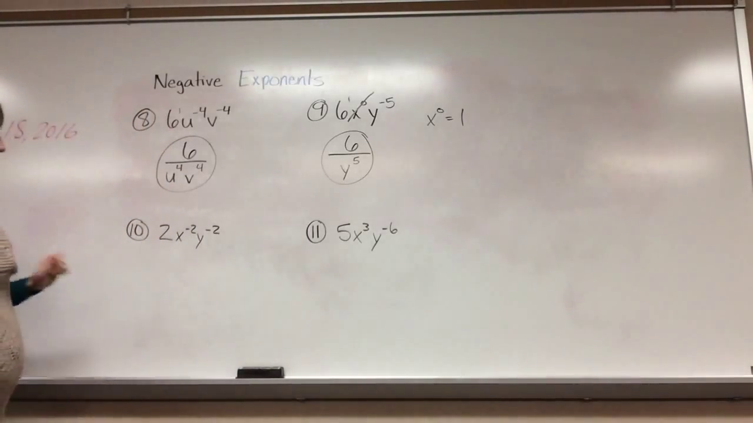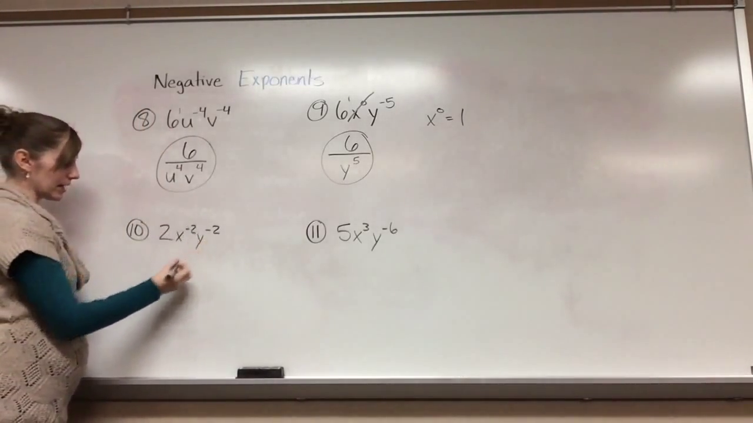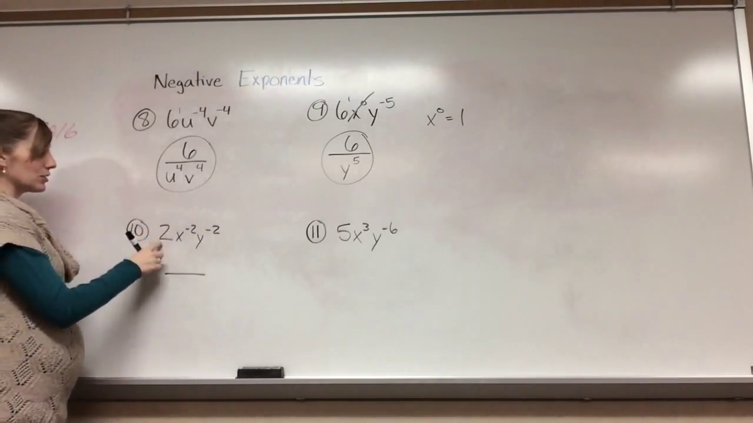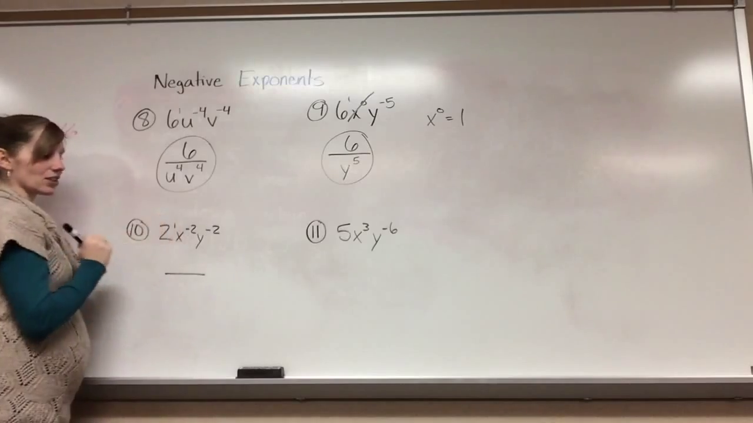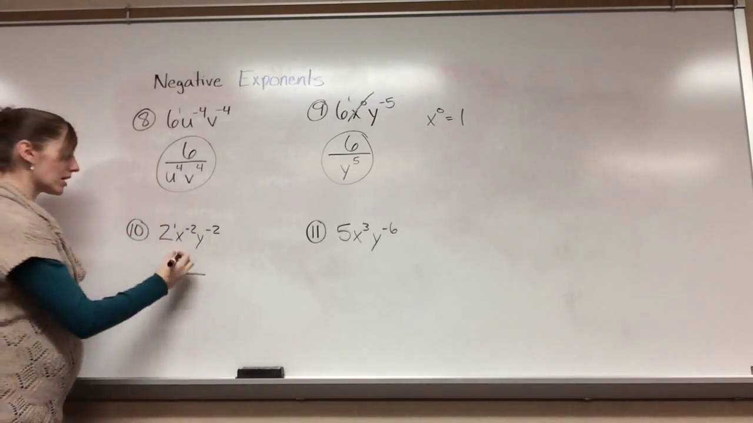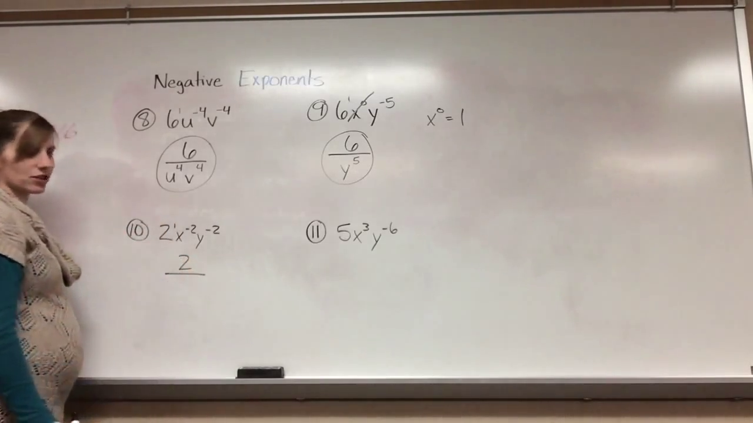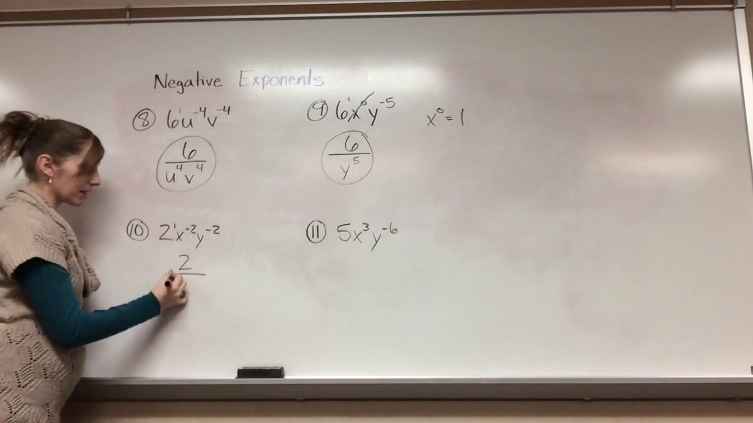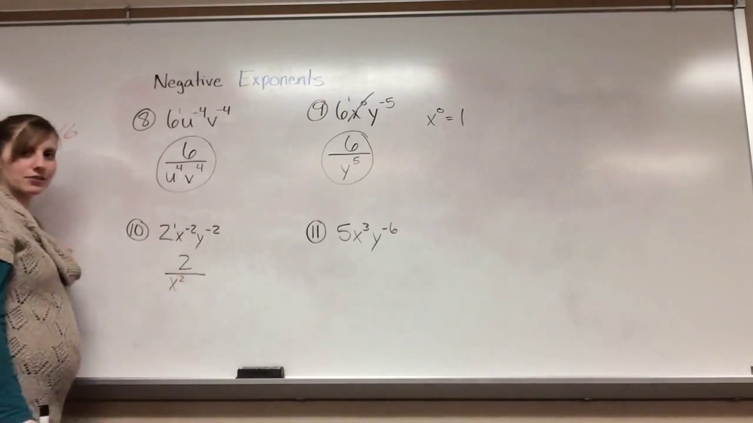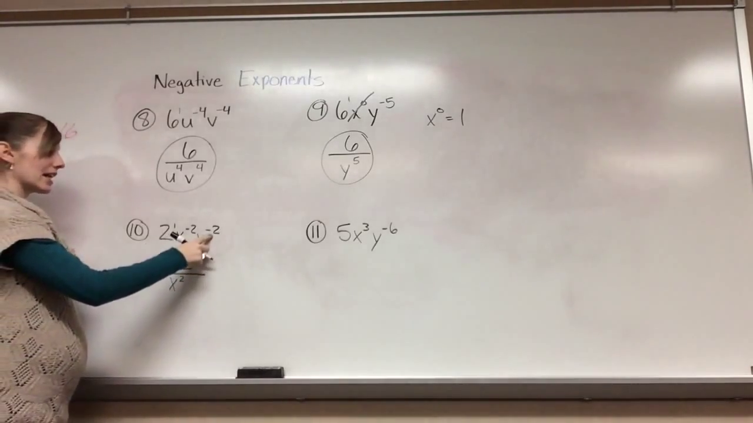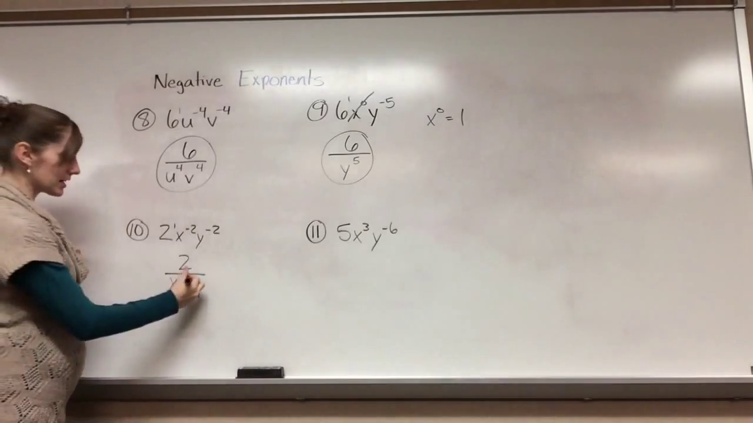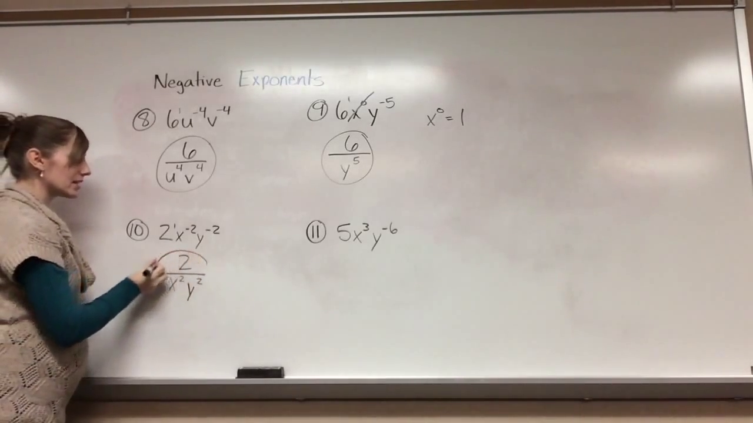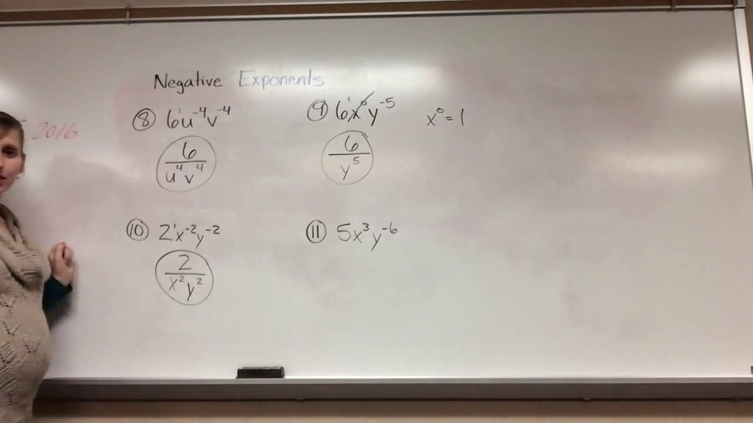For problem number 10, again, look at each one separately. I know it's going to be a fraction because of my negative exponents. The 2 has a 1 there. They just didn't write it. So that 2 belongs in the numerator of the fraction. X to the negative 2nd belongs in the denominator. Once you move it, make it a positive 2. Y to the negative 2nd also belongs in the denominator. Once you move it, give it a positive 2. This is my solution. That's all there is to it.